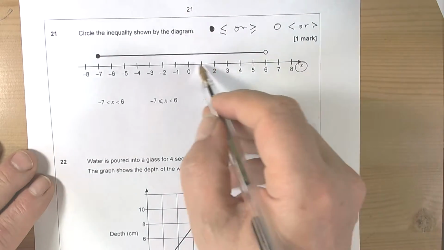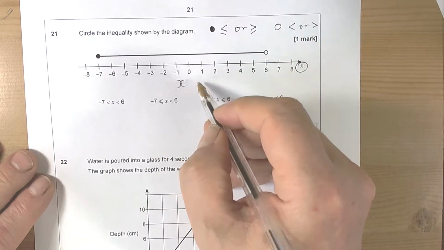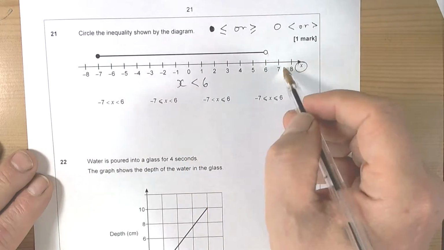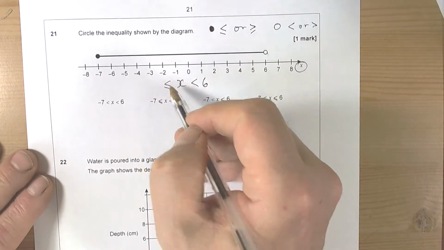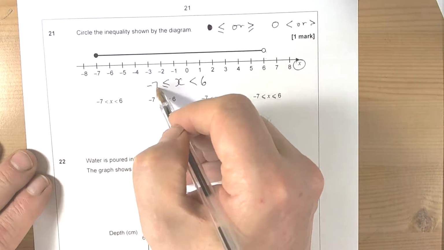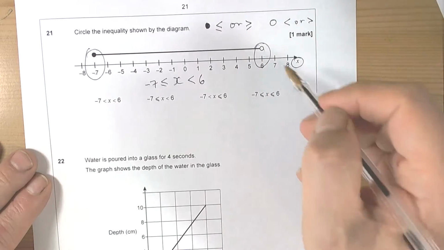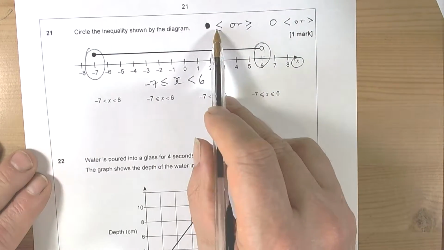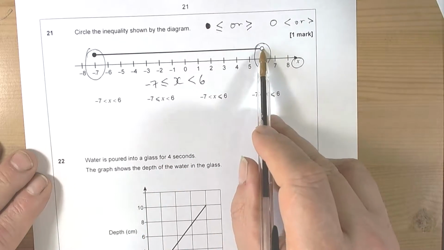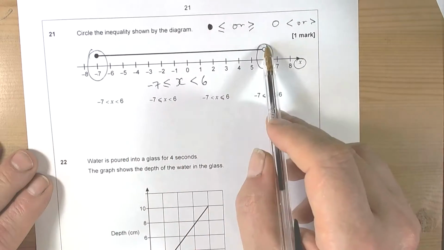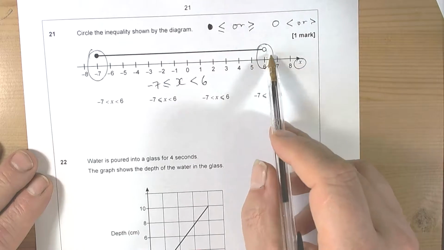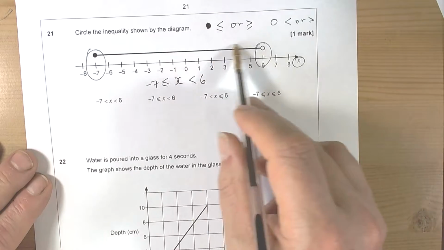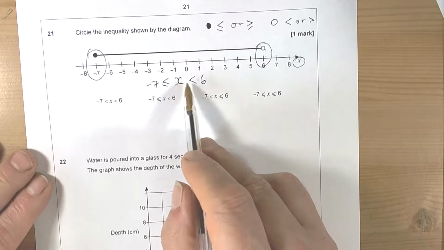We recognise this is about x. So what we're saying here is x has to be less than 6 and it has to be greater than or equal to -7. Okay, because we recognise the ends of the lines are telling us the limits, the closed circle is equal, and the open circle means either less than or you can't include it.